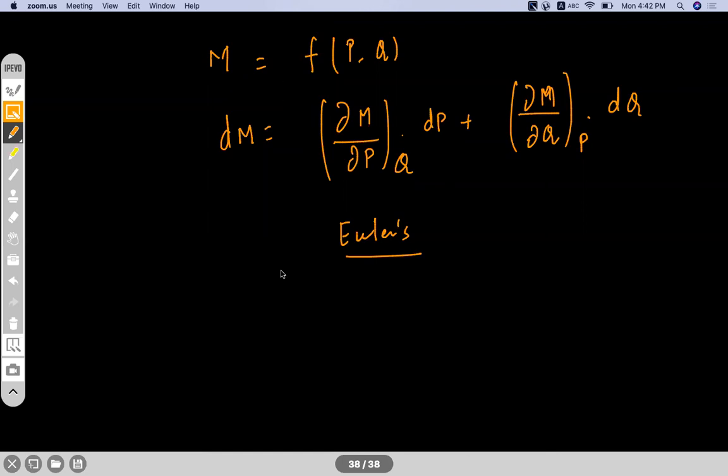So this is Euler's formula. We have one dependent variable, M, and these two are independent variables. So this variable depends upon two variables here, P and Q. So we can find out the change in M, dM, by this formula. You are not going to use this formula anymore in engineering mathematics, but you will have the use of it. But we'll have this expression.